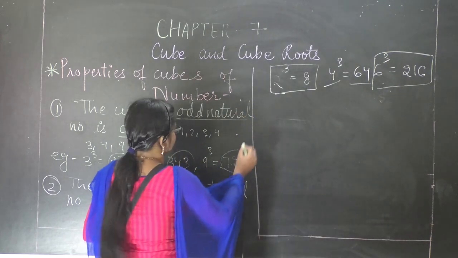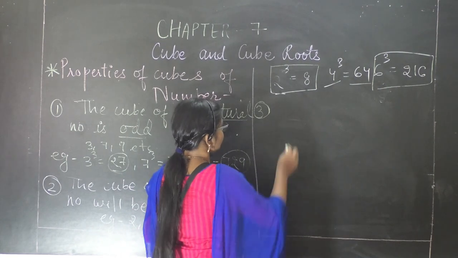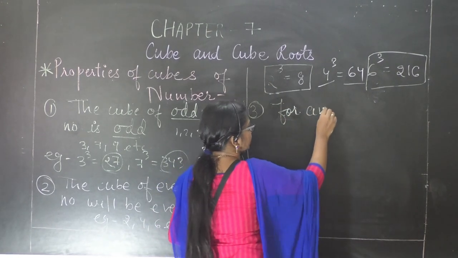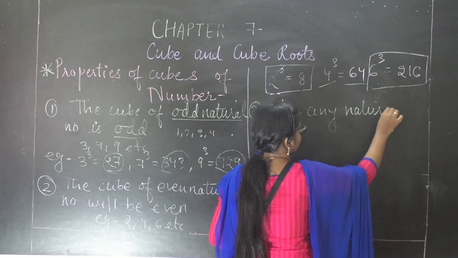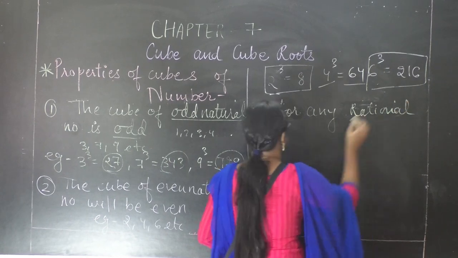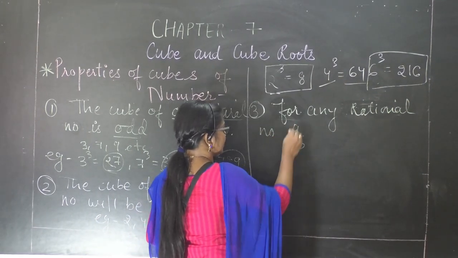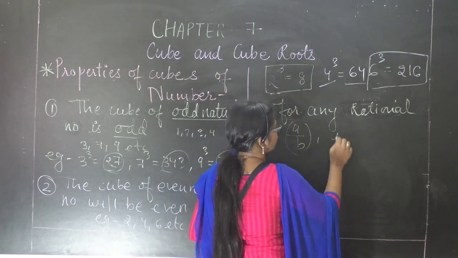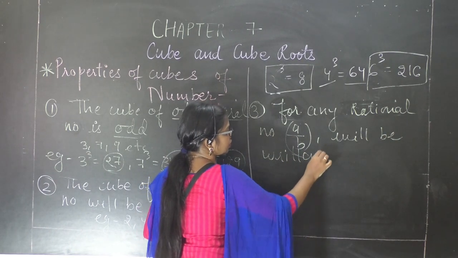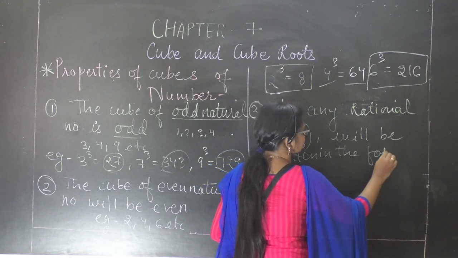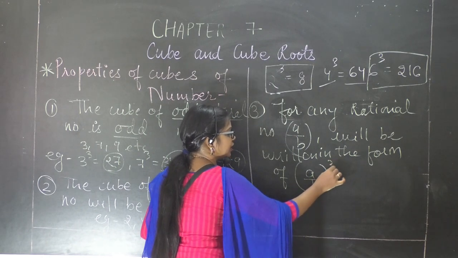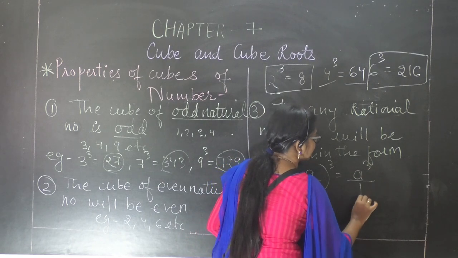The third property says that for any rational number a by b, (a by b) whole cube will be written in the form of a cube upon b cube.